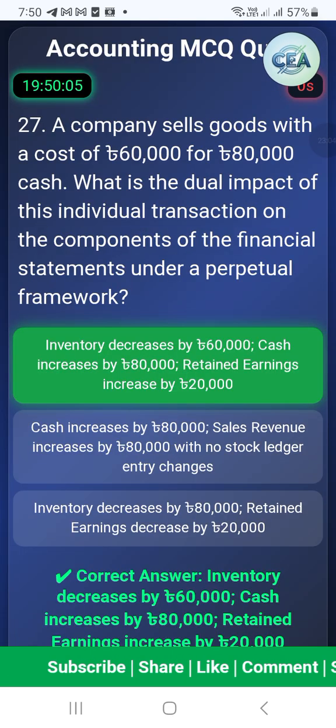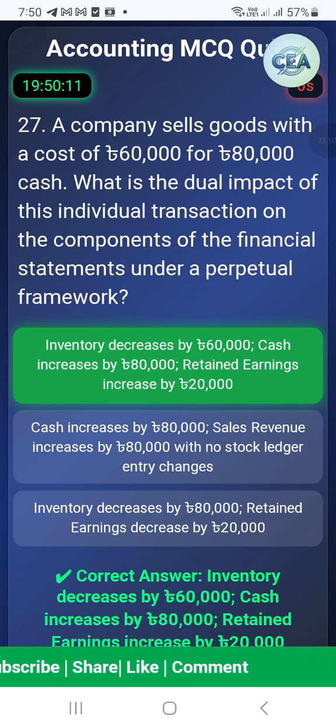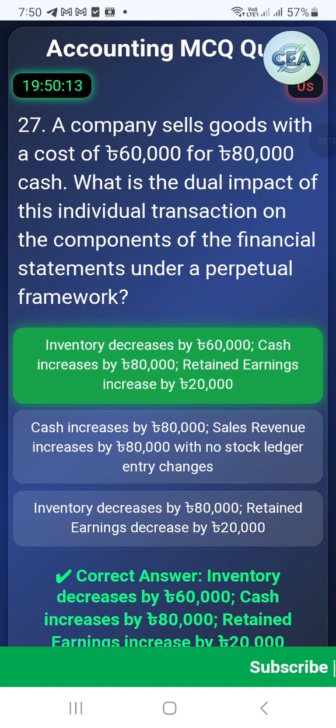Correct answer is inventory decreases by 60,000 takas, cash increases by 80,000 takas, retained earnings increase by 20,000 takas.